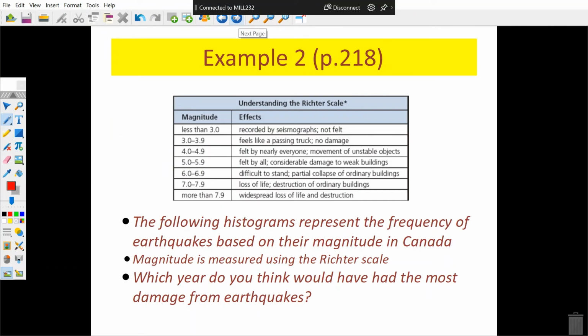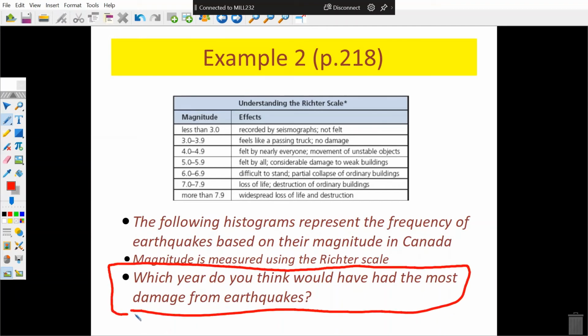Now, example 2, they're going to give us the histograms, and we have to interpret the data. So it says the following histograms represent the frequency of earthquakes based on their magnitude in Canada. Which year do you think would have had the most damage from earthquakes? This is the question they want us to answer. Which year would have the most damage from earthquakes? Okay, so they've given us a table so we can understand the Richter scale.